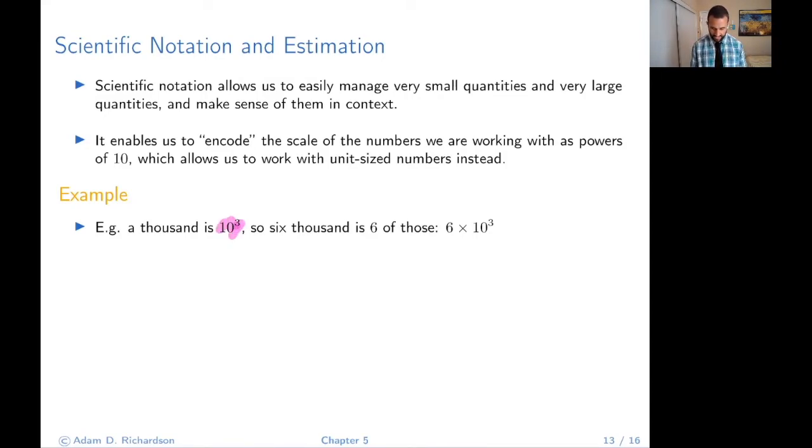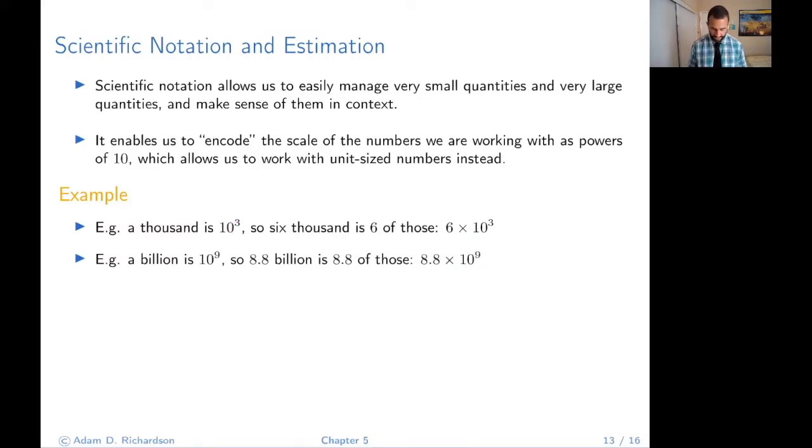So here's an example. 1,000 is 10 cubed, right? We remember that from chapter 2 once again. 1,000 is 10 cubed. So 6,000 is like saying that you have 6 of those. So 6,000 is 6 times 10 cubed. And that's scientific notation. That's how you write 6,000 in scientific notation, literally. This is 6,000 in standard notation, and this is in scientific notation.